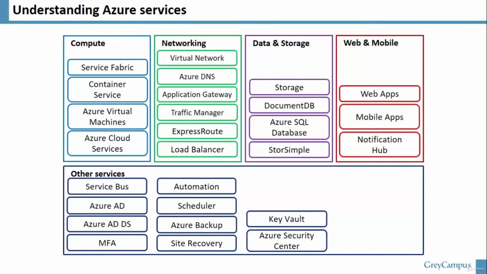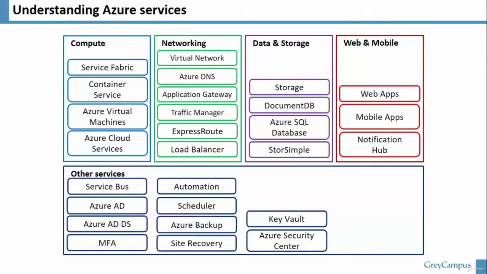StorSimple helps you to manage storage between on-prem environment and cloud storage. Apart from that, you have Redis Cache, which helps you to implement a high-performance caching solution for your application. You have Azure Search, which provides you a fully managed search service. You have Azure SQL Data Warehouse, where you can store and access large-scale distributed data.